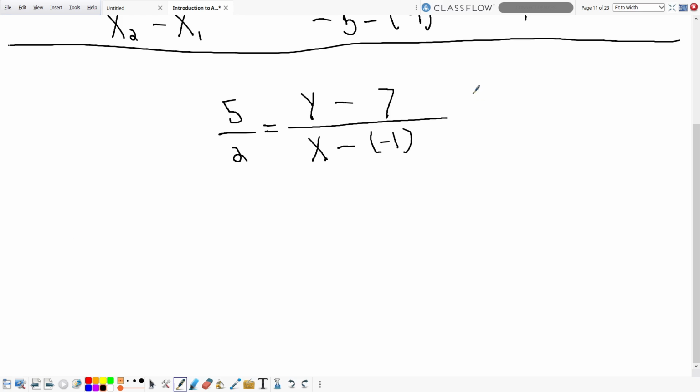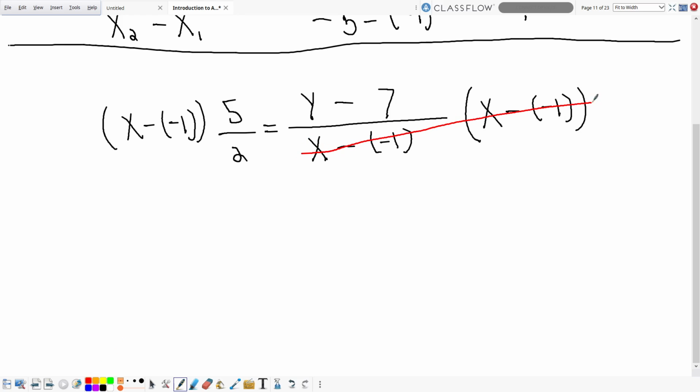So on the right hand side, I'm going to multiply by x minus -1. And what I do to the right, I am also going to have to do to the left. So x minus -1, multiplying over here. Okay, and the whole reason I'm doing that is because when I multiply by the denominator, it's going to cancel all that out.